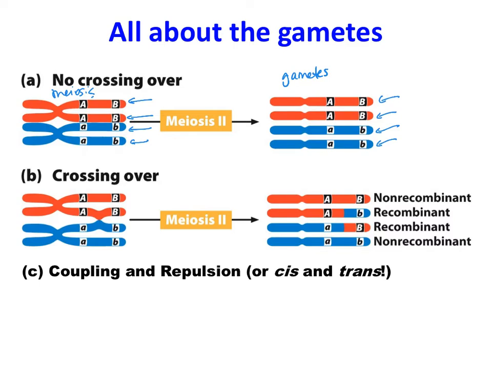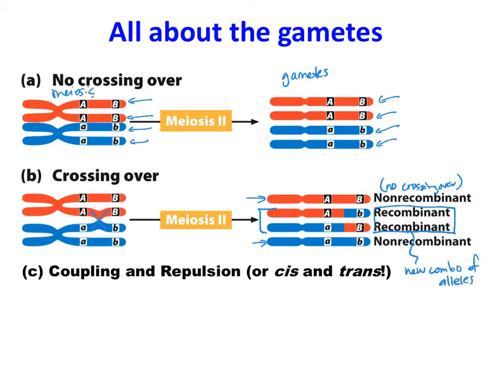If there is crossing over between these two homologous chromosomes, and that's shown right here, we're going to end up with some chromosomes that are non-recombinant on the outside here. That is, chromosomes that haven't had crossing over. And then some chromosomes, these two in the middle, that are recombinant, that have experienced crossing over. You can see now we have a new combination of alleles. So recombinant chromosomes have new combinations of alleles.